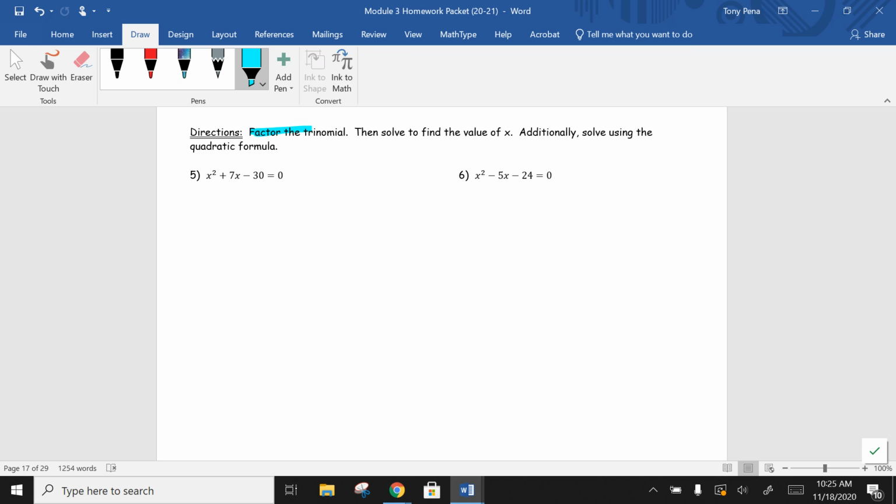So your directions here. First, factor that. So give me the factored version of this. So this is in the homework, number 5. So tell me what numbers would work here. Multiply to be negative 30, add up to be 7.